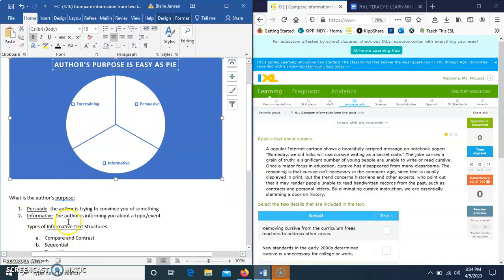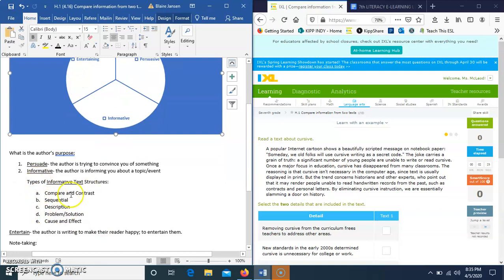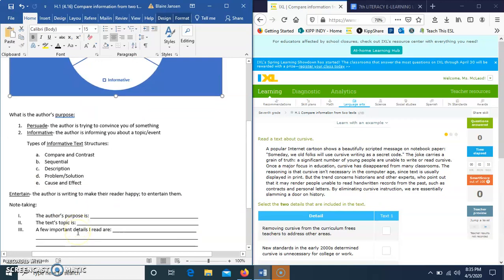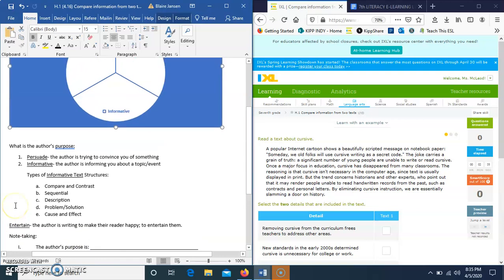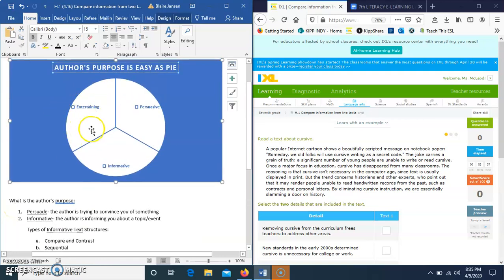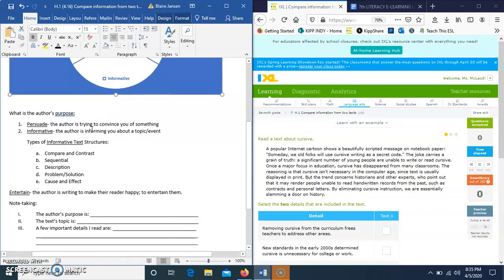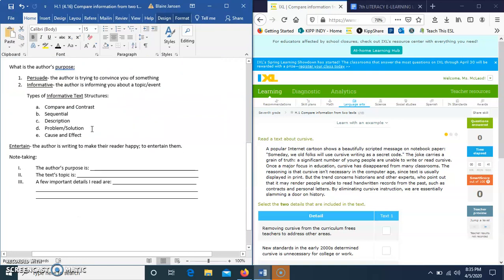Remembering that if they are persuading us, the author is trying to convince you of something. If they are informing us, the author is simply informing you about a topic or an event. There's also multiple different types of informative texts: compare and contrast, sequential, description, problem solution, or cause and effect. And the last option for writing purpose is to entertain, to make the reader happy, and to make you feel some sort of emotion.